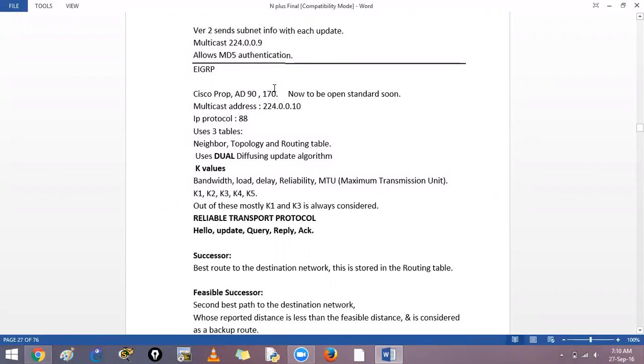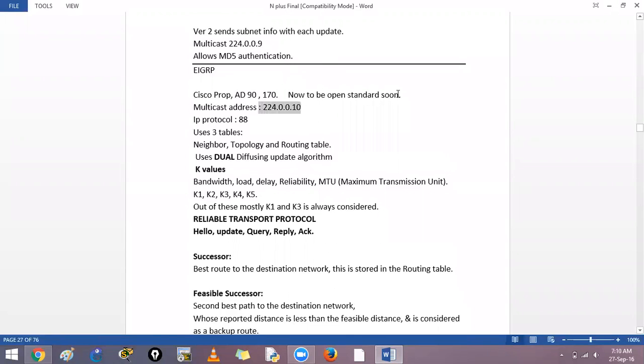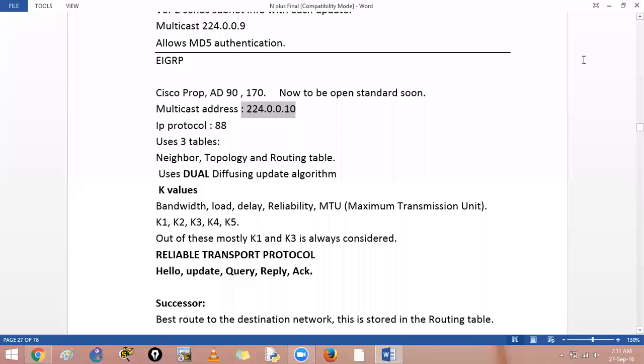Like OSPF, EIGRP also uses multicast. RIP, you can say, works on the application layer, but EIGRP has its own protocol. It sits above the IP header. Now, EIGRP is a little different. We also call it a hybrid routing protocol or advanced distance vector routing protocol. Why? Because it uses both things.